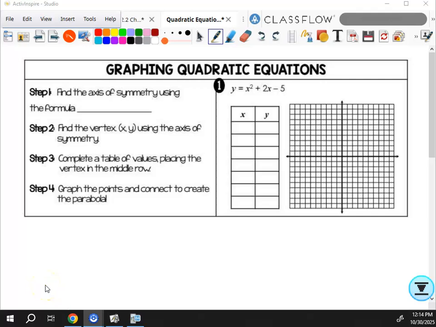Here we go. So we are going to start by talking about graphing quadratic equations. I want you to remember that your standard form is y equals ax squared plus bx plus c. Okay, and a lot of quadratic rules refer to a, b, and c, so you got to know where they are.